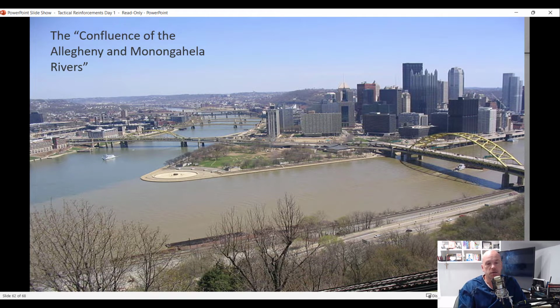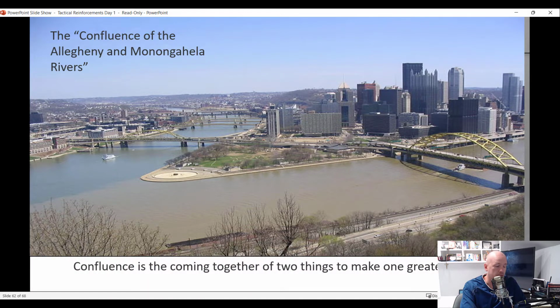Now, here's a picture of the city of Pittsburgh, Pennsylvania, my hometown. And this is the confluence of the Allegheny and Monongahela rivers. If anybody's ever been to Pittsburgh, Pennsylvania in the United States, this would be one of the most beautiful cities in the country. I love this city. But you can see one river down there on the bottom, and it's got a nice brown color to it. And one river up on the top, it's a little bit nicer color, blue or green, whatever you want to call it. And where those two come together is the confluence.